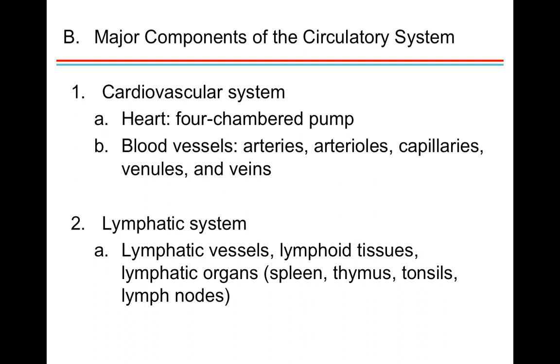So the major components of the circulatory system include the cardiovascular system, including the heart, a four-chamber pump, and blood vessels of arteries, arterioles, capillaries, venules, and veins, and a lymphatic system, which includes lymphatic vessels, lymphatic tissues, and lymphatic organs, and these include the spleen, thymus, tonsils, and lymph nodes.